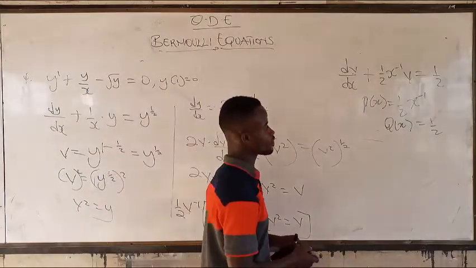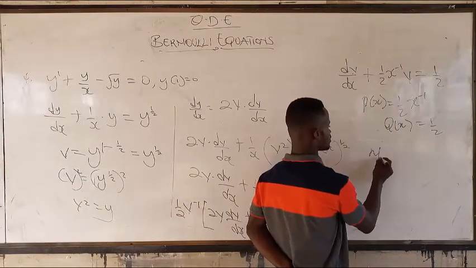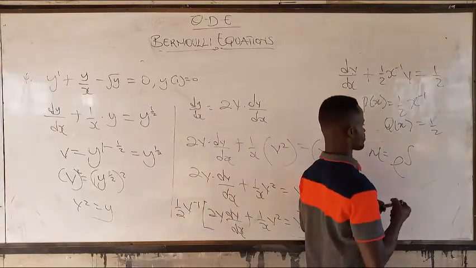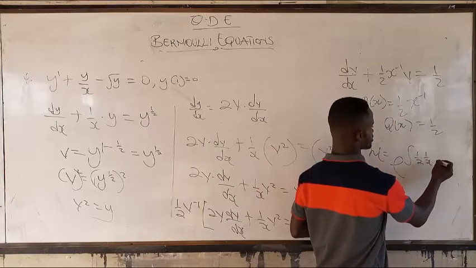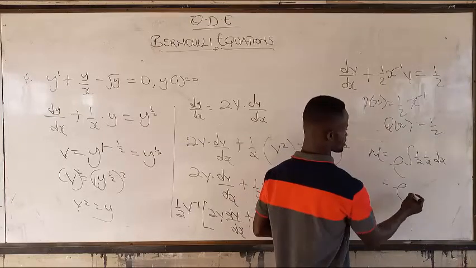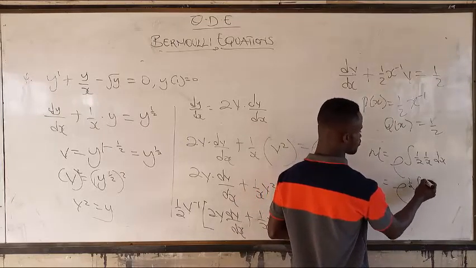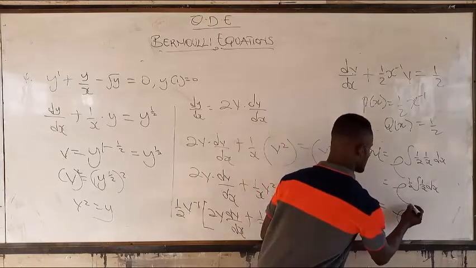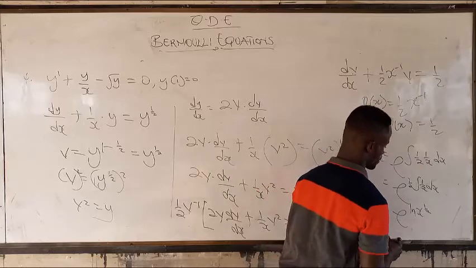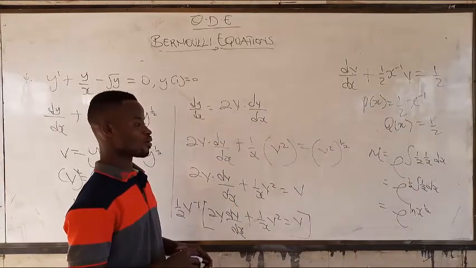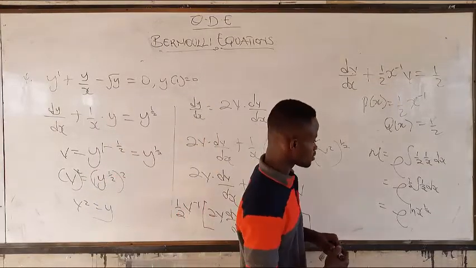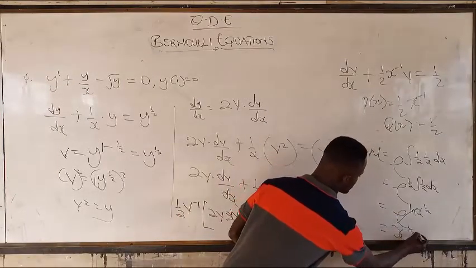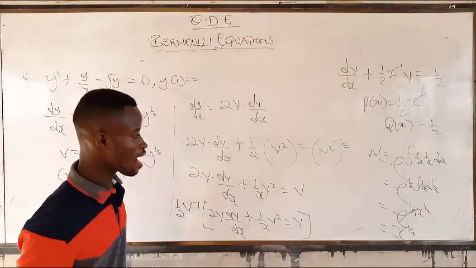So you go for the integrating factor. So the integrating factor is going to be e to the integral of P of s, which is half times the integral of 1 over s ds, and here we get ln s. So we get e to the ln s to the power half, and this will cancel this. So we just have the integrating factor to be s raised to the power half.